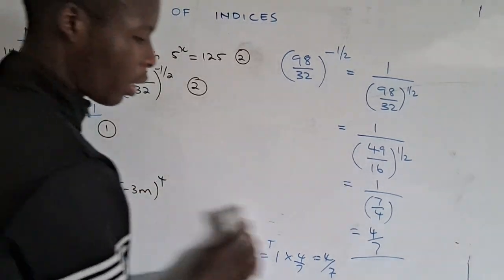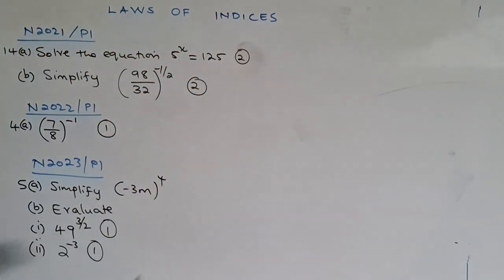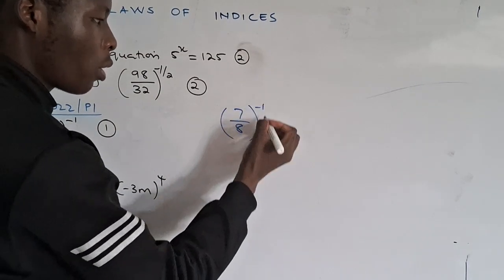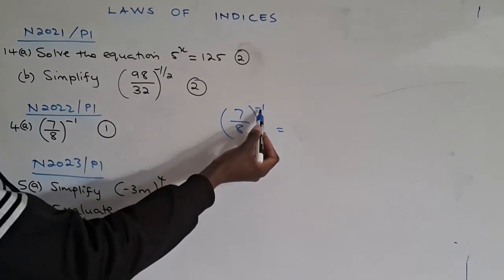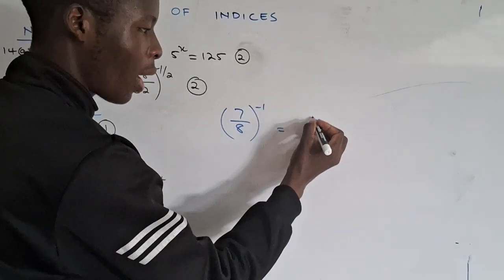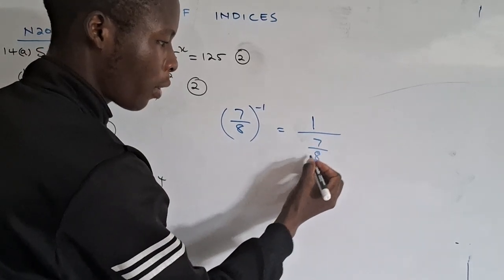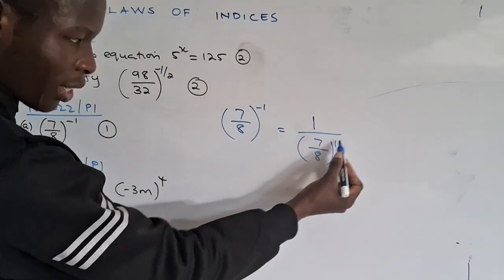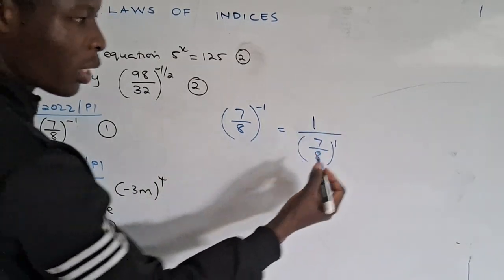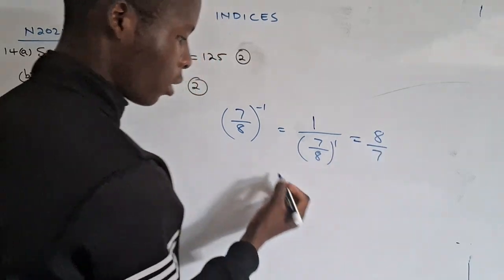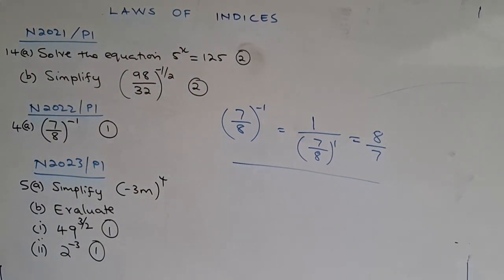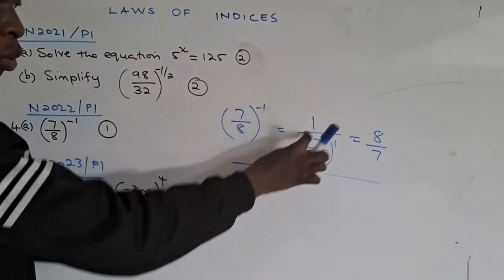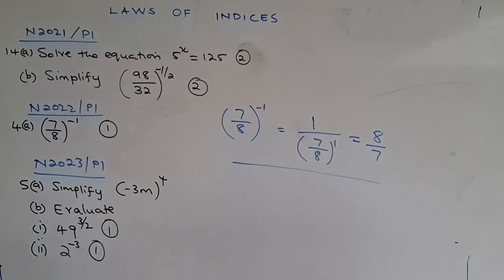Let's move on to November 2022 paper 1. This is 7 over 8 raised to the power negative 1. A number is raised to a negative power. The result is 1 over that number raised to a positive power. So this is 1 divided by 7 over 8. What is the answer? The answer is 8 over 7. This is clear, right? I explained this part in the previous question. I explained how to solve 1 divided by 7 over 8. So the answer is 8 by 7.